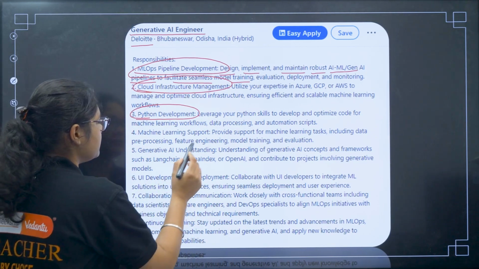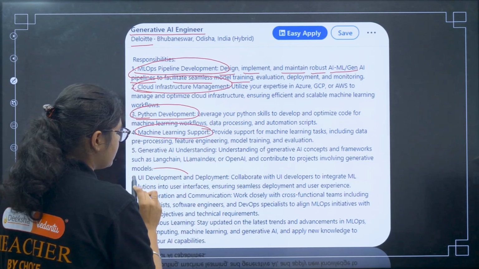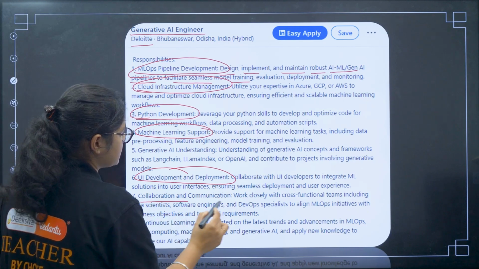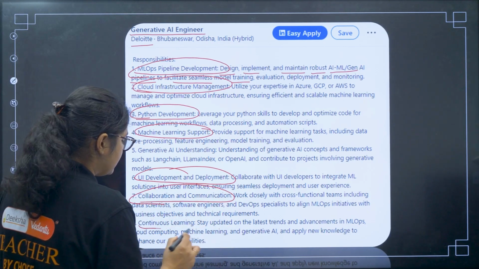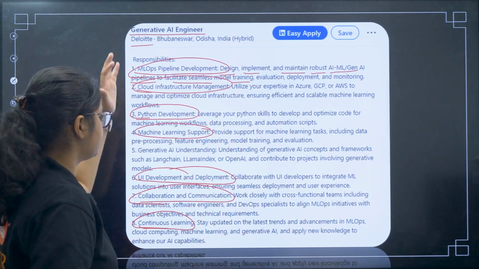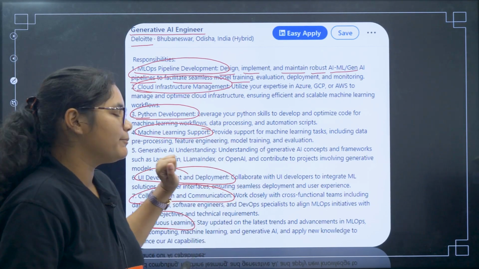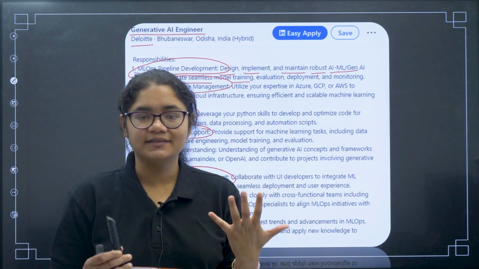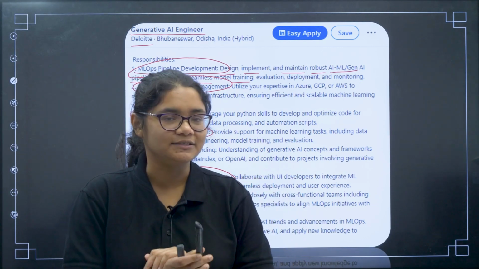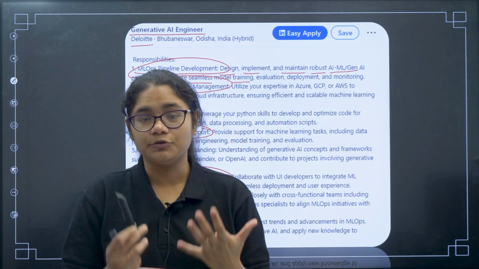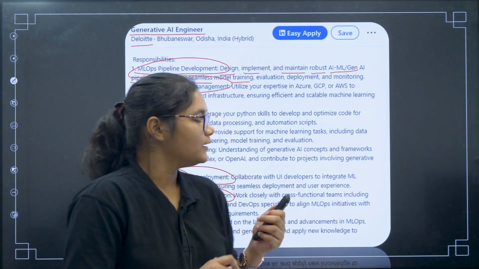Your responsibilities will be machine learning support, UI development and deployment, collaboration and communication, and continuous learning. So these are the different things that an AI ML engineer has to do. This is just an example so that you can understand. Suppose you are taking this course and you are working as an AI ML engineer, these are the responsibilities you will be handling.